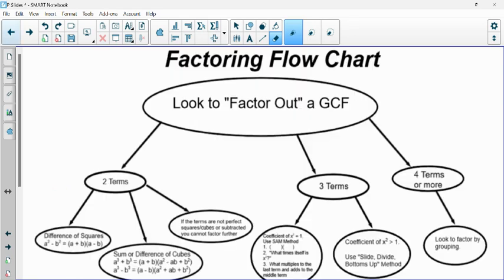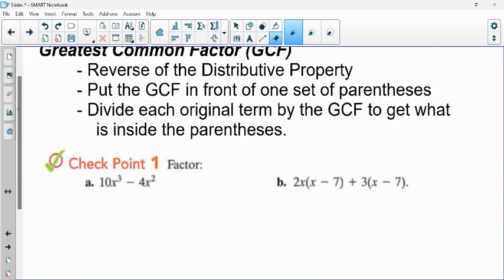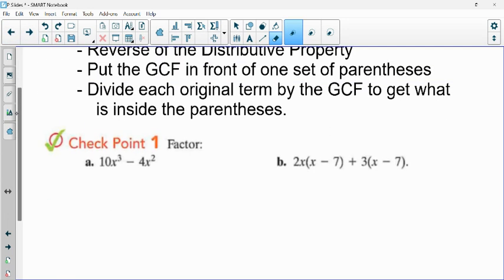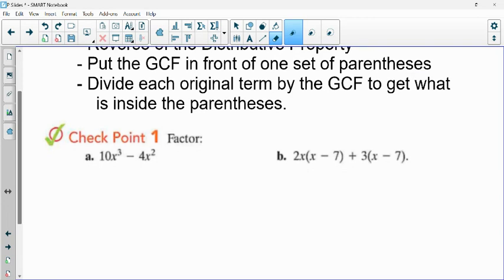So as we said, again, GCF is always the first thing you're looking to do. That's why it's at the top of our flow chart. Checkpoint A is pretty straightforward. That's like the GCF you've been working with in the past. If we look at 10x to the third and negative 4x squared, we're saying what number and or variable would divide into all the terms. In this case, there's two terms. So what number and or variable divides into both those terms?